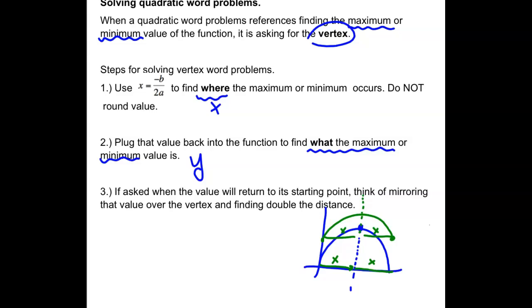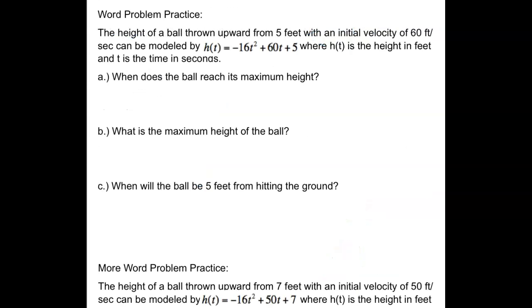All right, let's try a couple questions. So the first one says the height of a ball thrown upward from 5 feet with an initial velocity of 60 feet per second can be modeled by this equation, where h of t is the height in feet and t is the time in seconds. So we are given h of t, so our height is based on the time it's in the air.